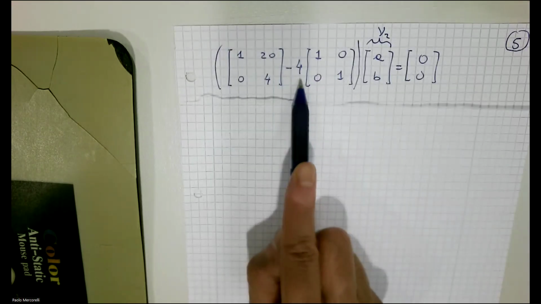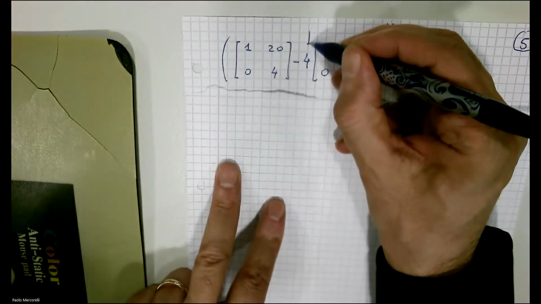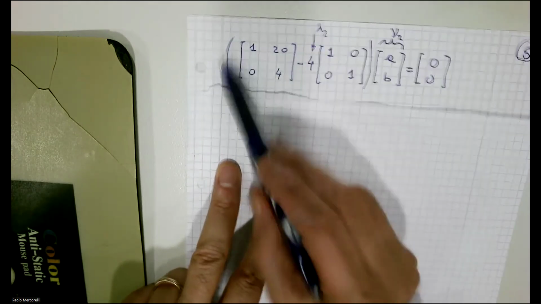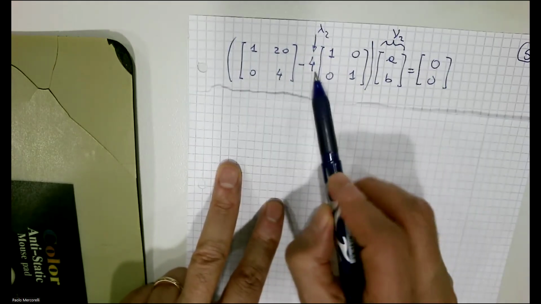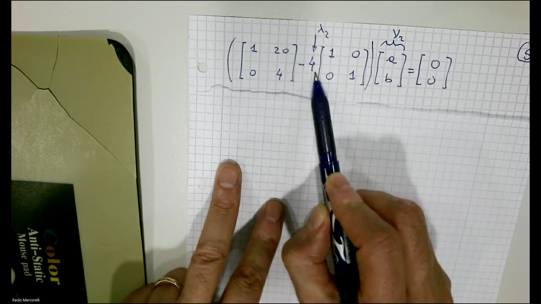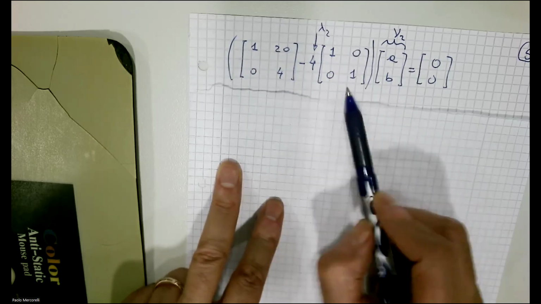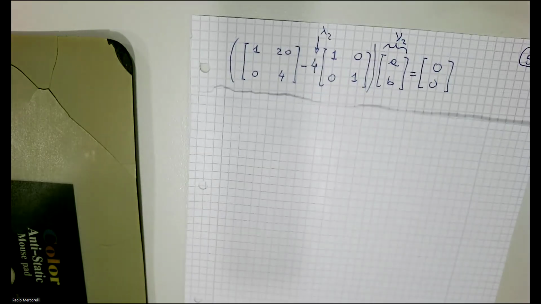Look, now lambda 2 is 4. I write for you here: lambda 2 is 4. It's the same problem as before, in which I put here lambda 2 equals 4. But I'm looking for the kernel of this without this direct form.